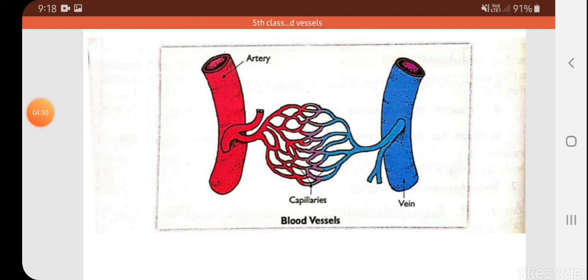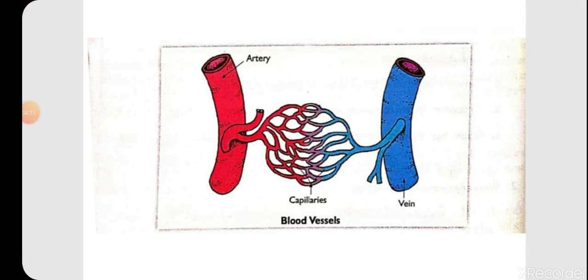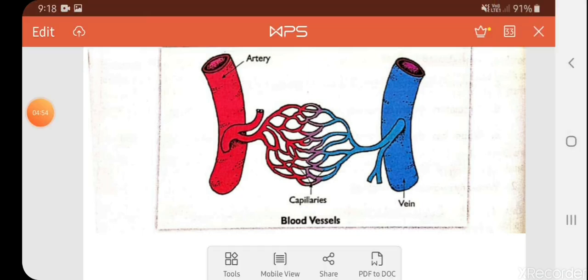So just have a look at this picture that is given in your discovering book. The place where the arteries and veins are meeting each other, those thin tubes are known as capillaries. And you can see the arteries on the left hand side, those are red in color, and the vein on the right hand side, it is blue in color.